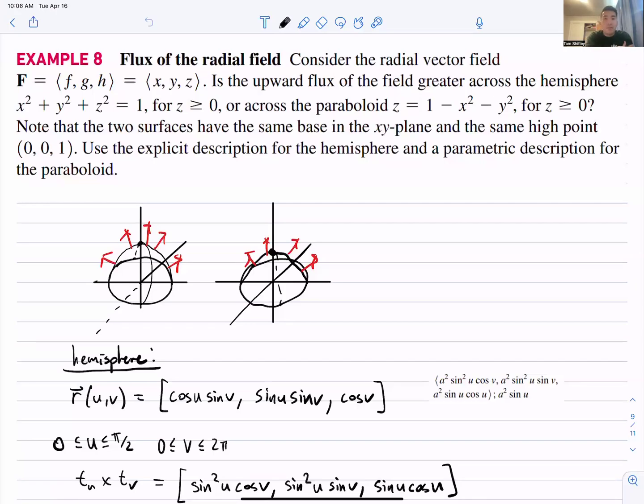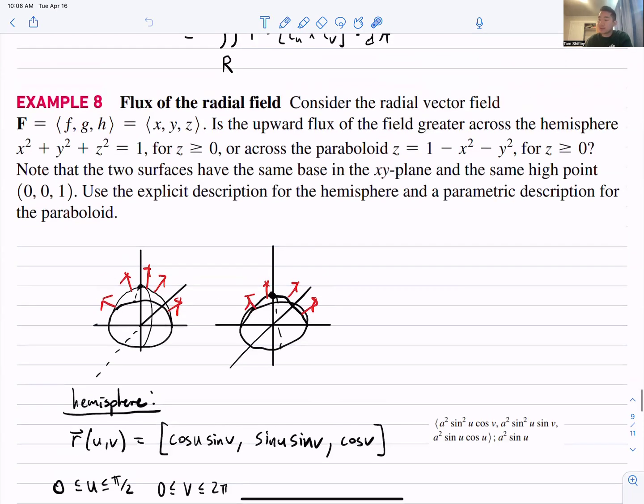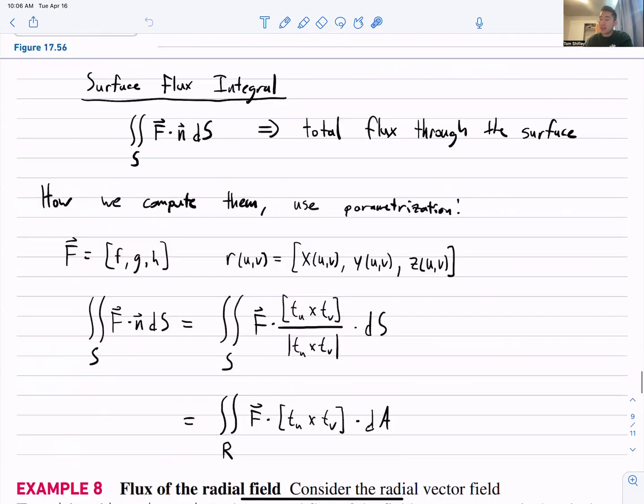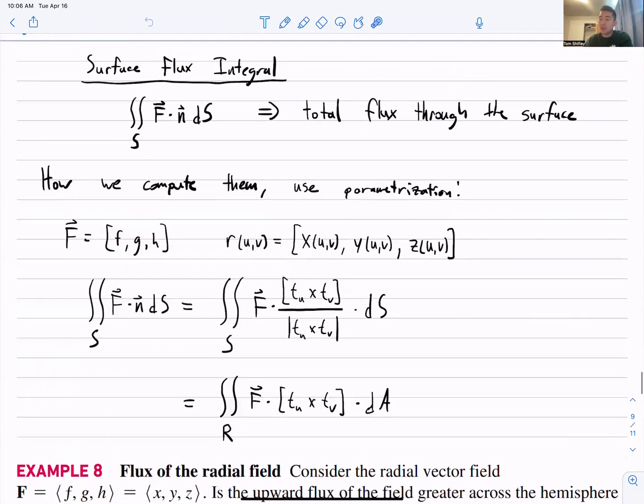Hello, Calc 3 friends. I'm going to make a video to finish up 17.6 and then talk about Stokes and divergence theorem. Last time we were talking about flux integrals, and remember what a flux integral is. It records how much of your vector field is going perpendicular to your surface S. It's the total flux of the surface.